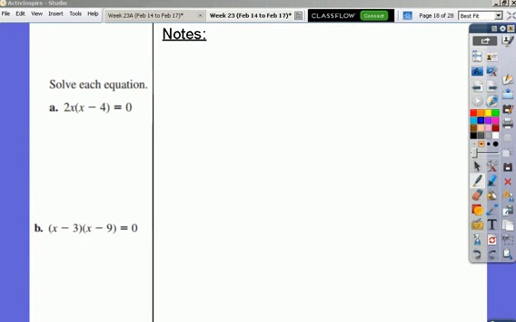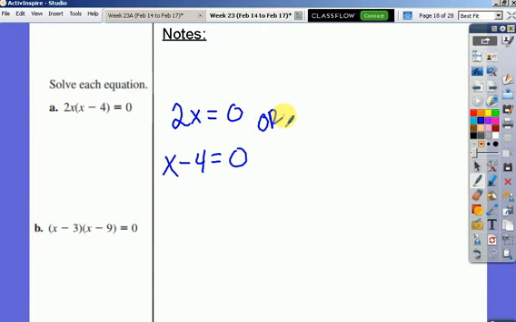Alright, so we are tasked with solving the equation. We can use our zero product property to do what? How will I solve A using my zero product property? Exactly. I can set each factor equal to 0. So what would be one factor? Yep, 2x equals 0. What's another factor? x minus 4 equals 0. So my zero product property says either 2x equals 0 or x minus 4 equals 0.